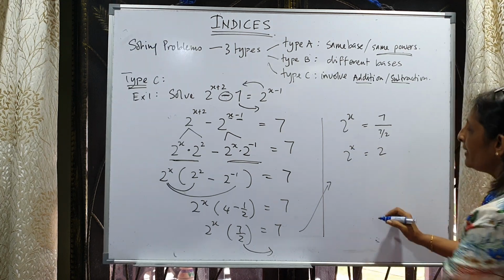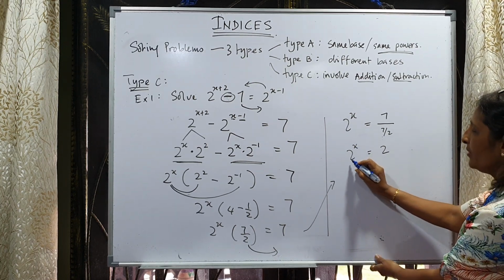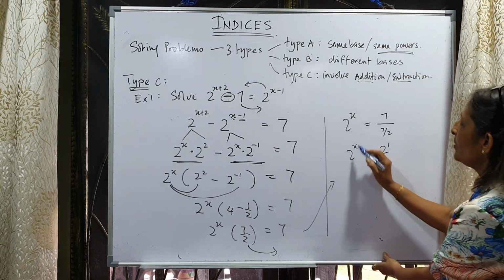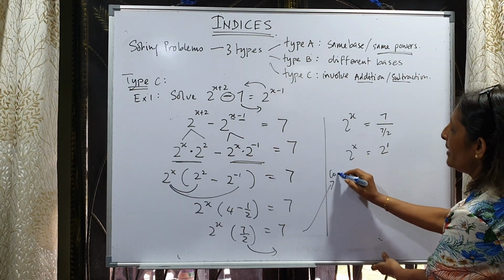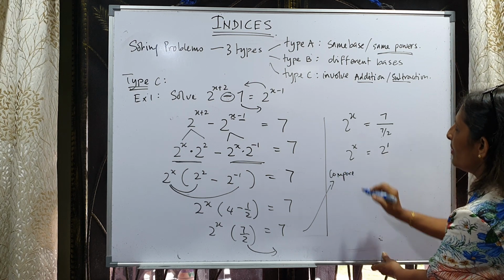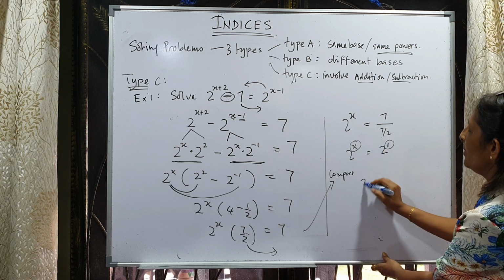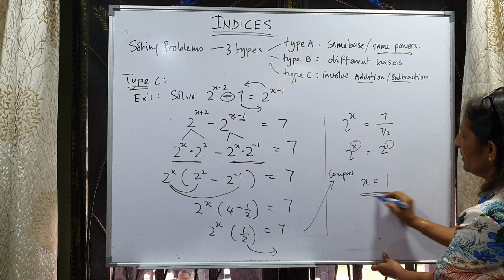Okay? Finally, we check the base. Base 2, base 2. This is power, nothing, there's 1 there. So we compare the base, compare the powers, same base, therefore x is equal to 1. And that's your answer.